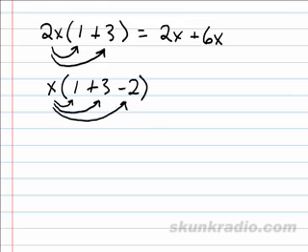So let's start with positive x times a positive 1 is just positive x. The 1 is understood to be in front of the x, but we don't write it. Positive x times a positive 3 is positive 3x. Positive x times a negative 2 is a negative 2x.